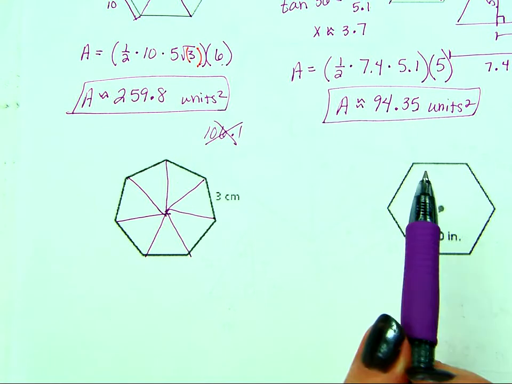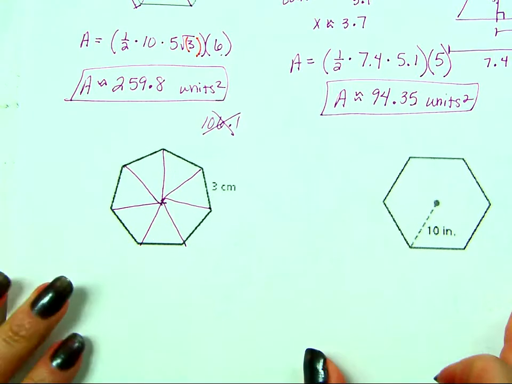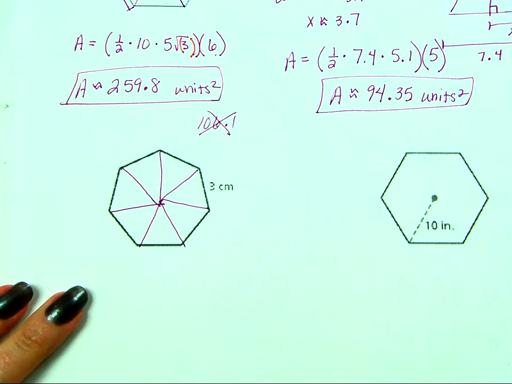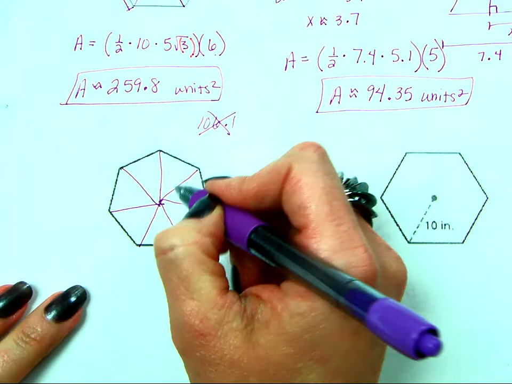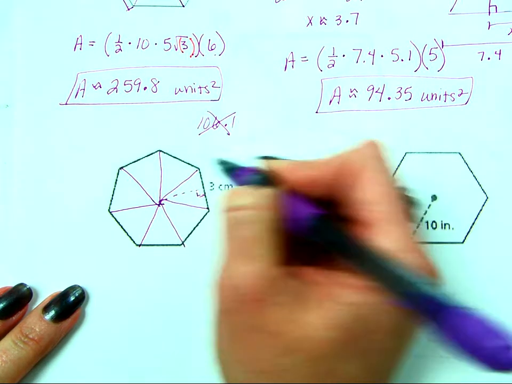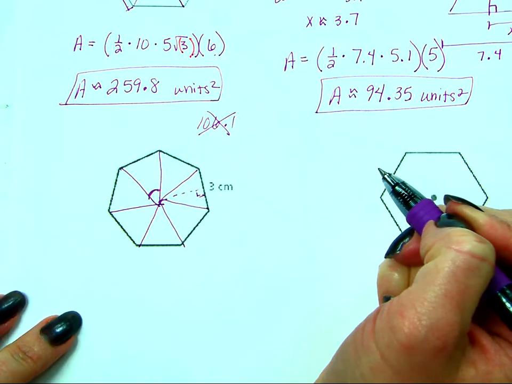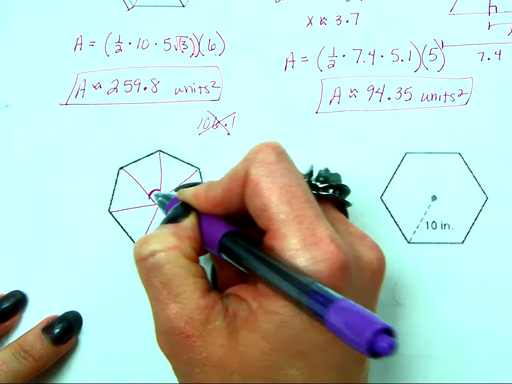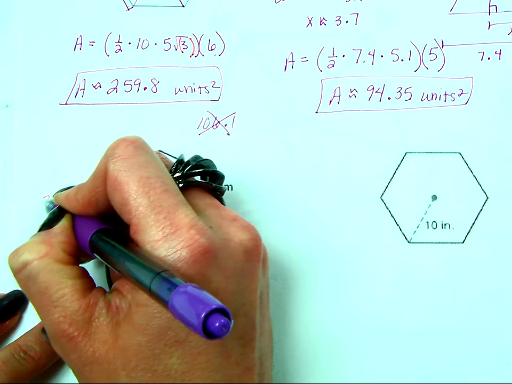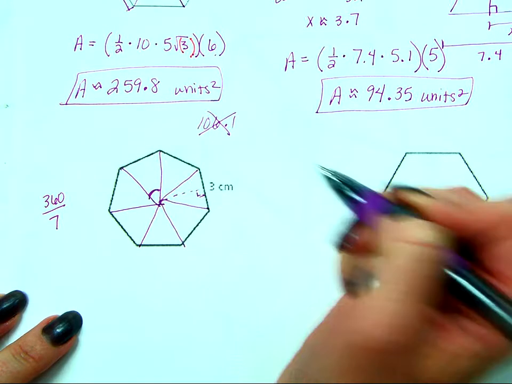And this time, I'm not given the apothem. I'm actually given the base of the triangle. I need to do some calculating so that I can find this apothem right here. So first thing, we need an angle to work off of. We're going to think about our central angle. We're going to take 360 degrees for our rotation, but this time we're actually going to divide by 7 because there are 7 central angles.